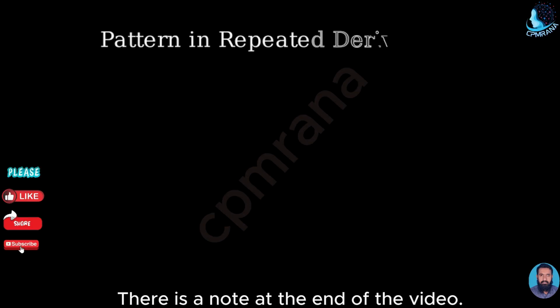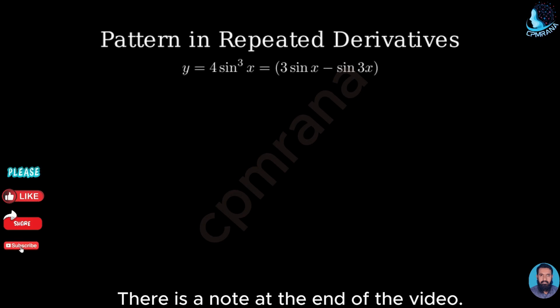Welcome. Today we'll explore an interesting pattern that emerges when we take repeated derivatives of a trigonometric function. Let's start with the function y equals 4 sine cubed x, which can be rewritten as 3 sine x minus sine 3x. Let's understand what happens when we differentiate this function repeatedly.